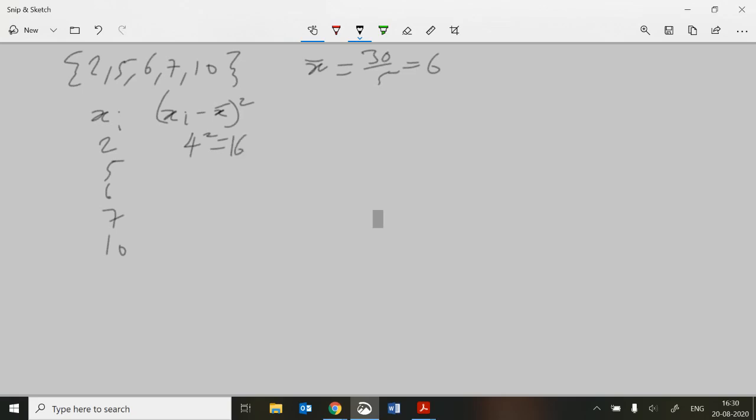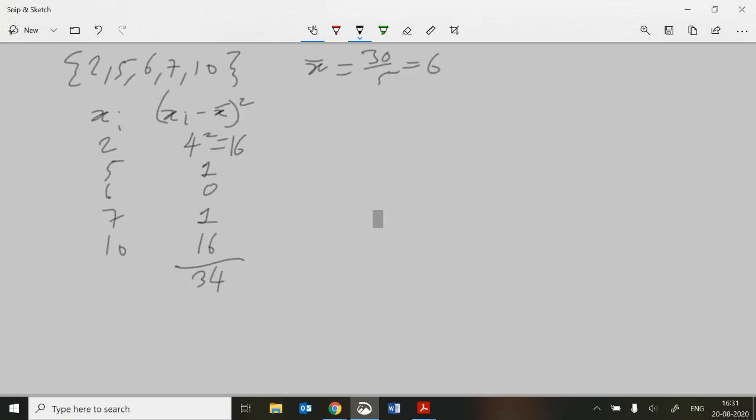Same thing for the next one. 5 take away 6 is minus 1, and squared it is going to leave us with 1. For the next one, we're going to get 0 squared. The next one, we're going to get 1 squared. And for the next one, we're going to get 4 squared again, so 16. So there we go. That's all of our xi's minus x bar squared. Now we need to sum all these things together, and we get 34.